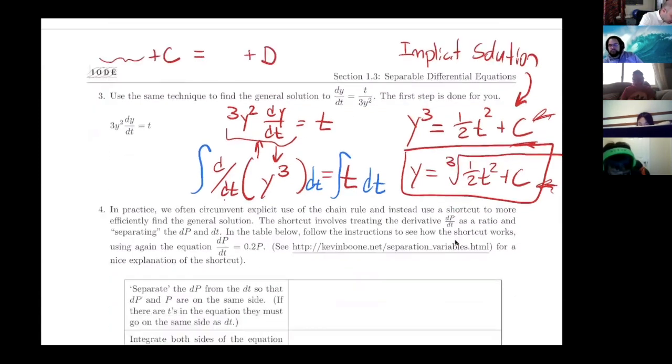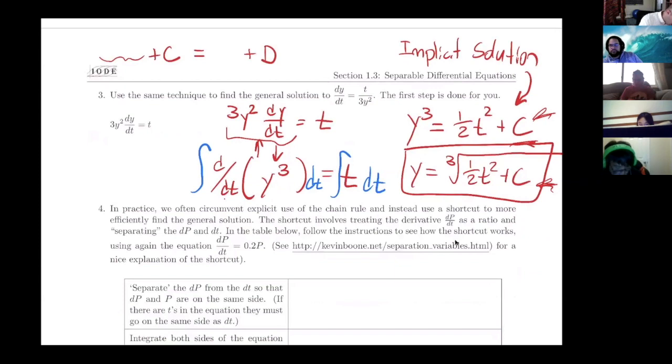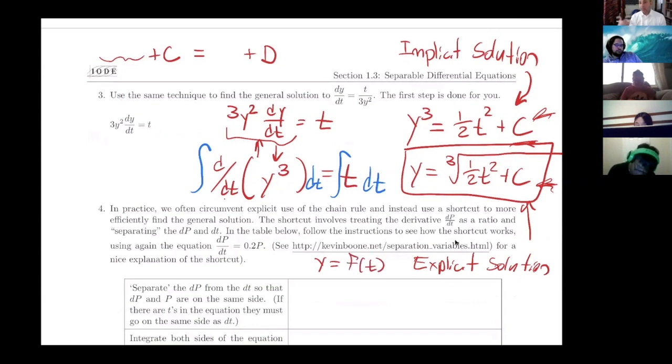But in this case, we could solve for y. And when we can solve for y, we call that an explicit solution. That means we have written the solution in the form y is a function of t. When you can do this, that's desirable. You should always take it as far as you can go, but just be aware you're not always able to find explicit solutions. If I had y squared on the left side, I wouldn't be able to solve for y, for example.